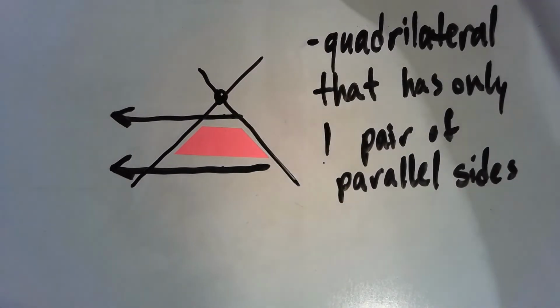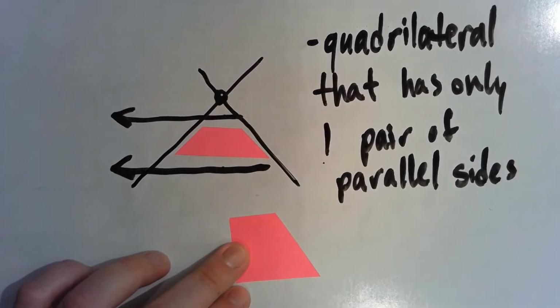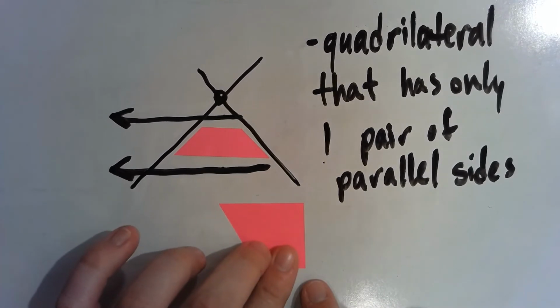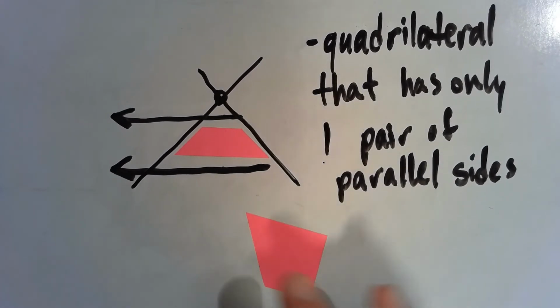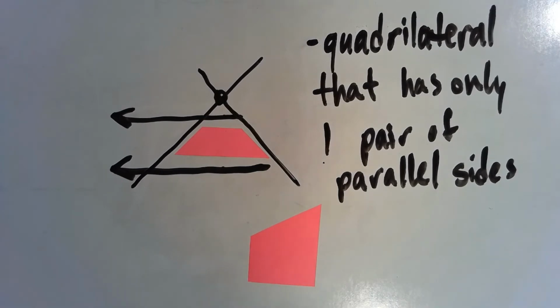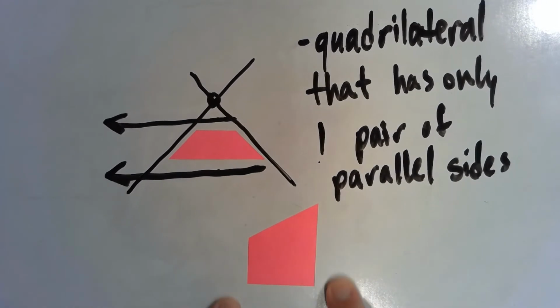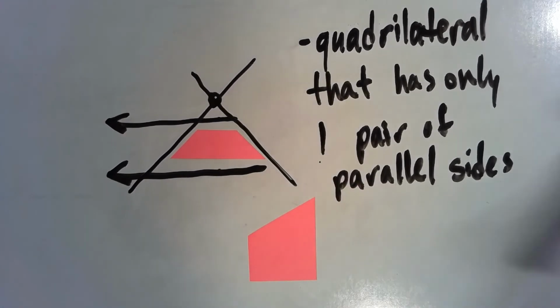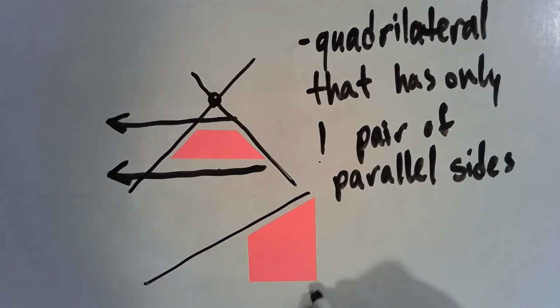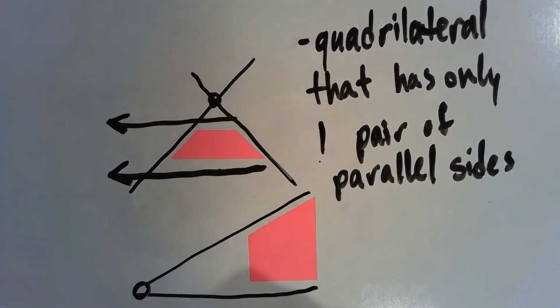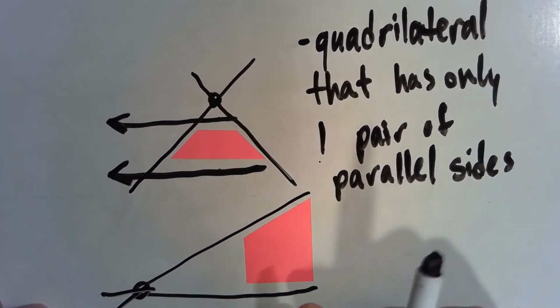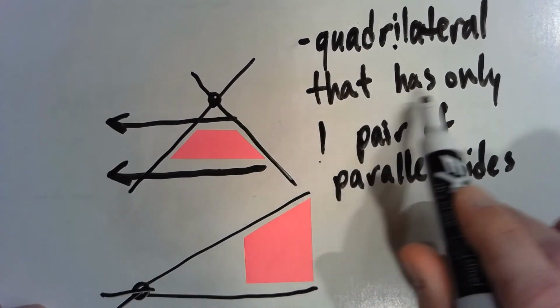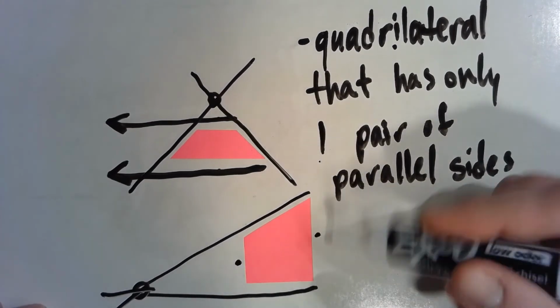So another way that a trapezoid may look is often like this or like so. You can see that these two sides here are parallel, but these two sides, the bottom and the slanted top, would meet down over here. So it looks kind of like a triangle that has one of the tips cut off. So once again, a quadrilateral that has only one pair of parallel sides, the pair being here.